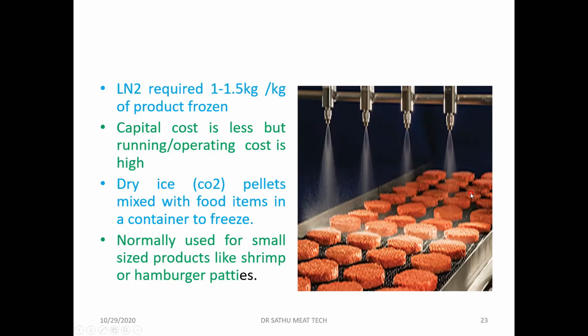And then we have dry ice. Dry ice is generally used in the form of pellets, because we cannot convert it into liquid at atmospheric pressure. So it can be mixed with the foods in the container to freeze. Normally, liquid nitrogen is used in cryogenic freezing. It is normally used for small-sized products like shrimps or hamburger patties. So cryogenic freezing is mainly used for shrimps, small products, and some seasonal products.